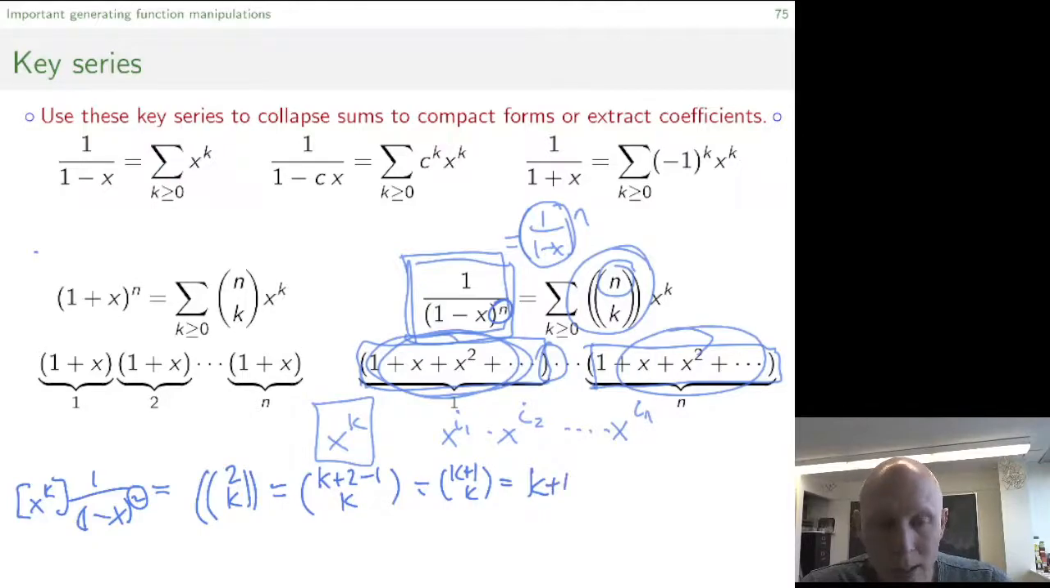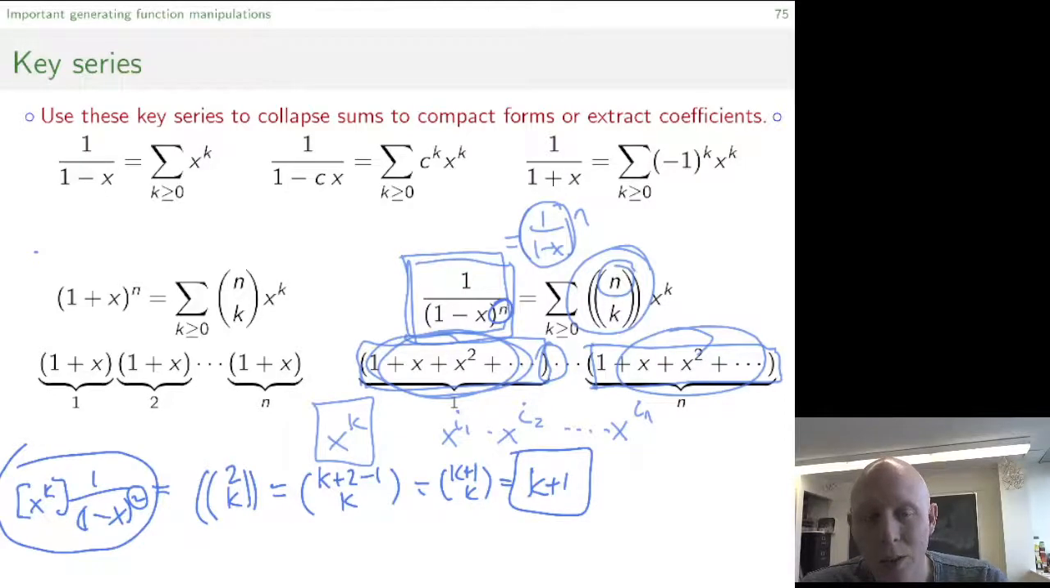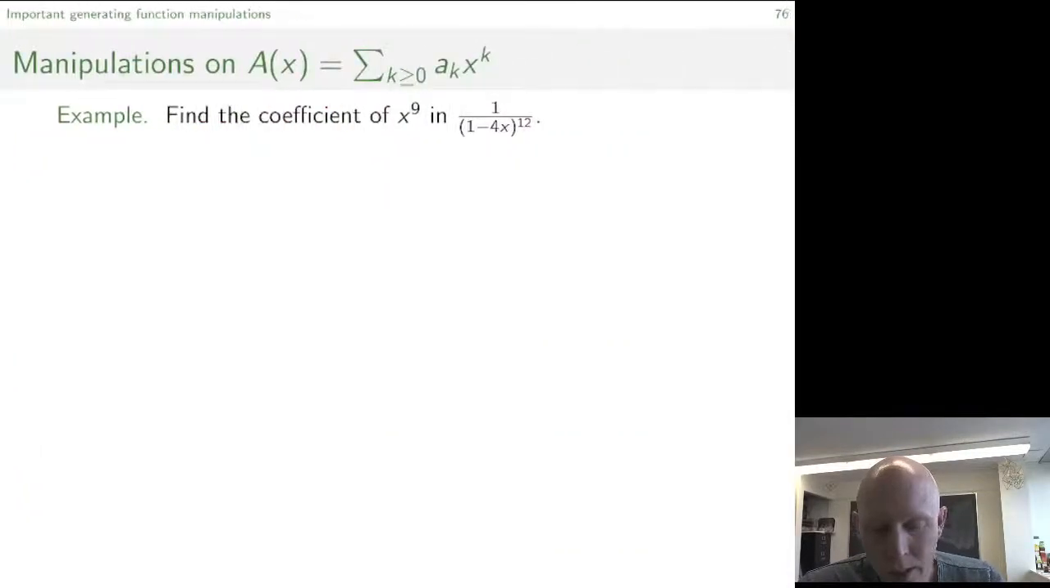Okay, and so what we have directly found is that the coefficient of x to the k of our generating function, which is the number of ways to create a fruit basket with those constraints on the previous page, is going to be equal to k plus 1. And so we calculated that directly using this understanding that 1 over 1 minus x to the n should be thought of as a multi-choose. So let's use these techniques to do some examples.